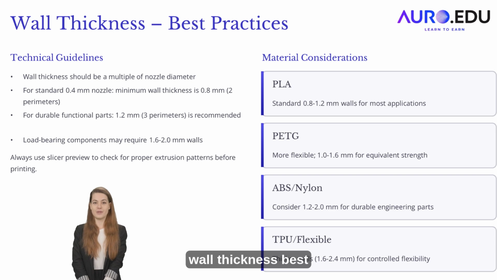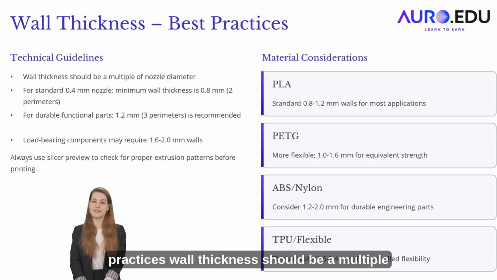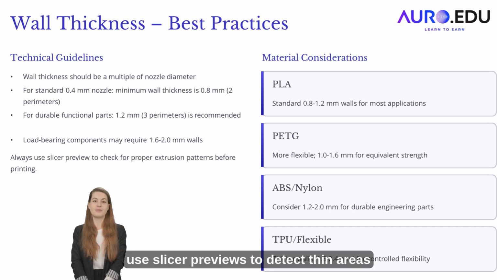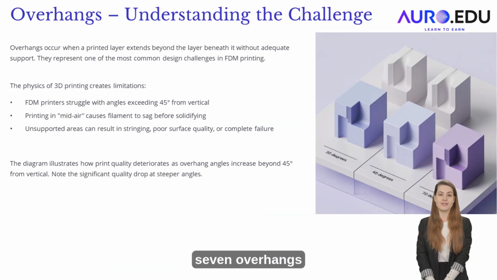6. Wall thickness. Best practices. Wall thickness should be a multiple of your nozzle size. For a 0.4 mm nozzle, the minimum recommended wall thickness is 0.8 mm. For durable parts, 1.2 mm is standard. Use slicer previews to detect thin areas. Stronger materials can go thinner, but testing is always advised.